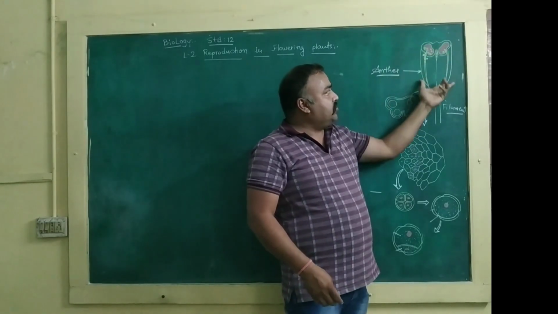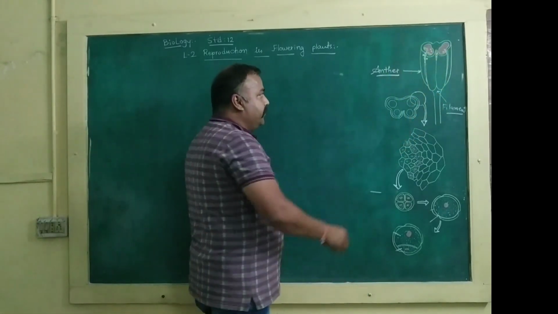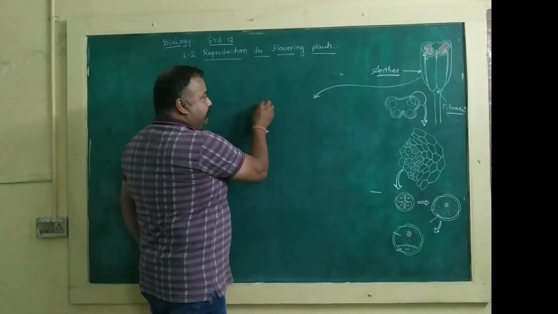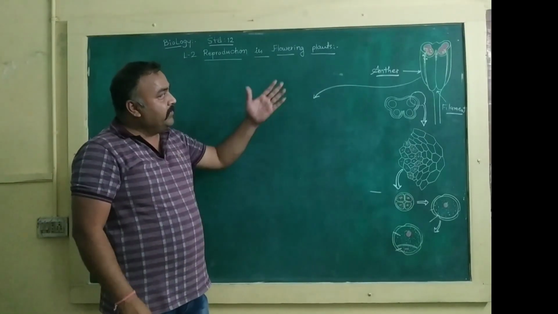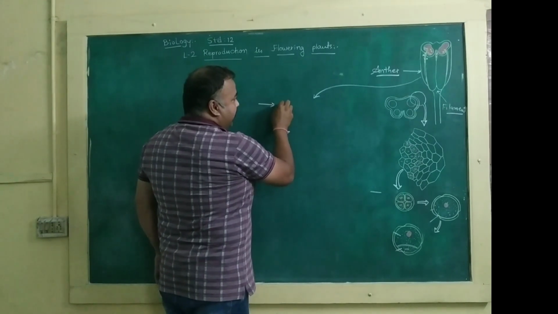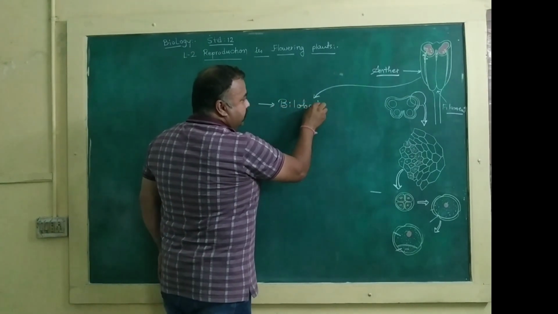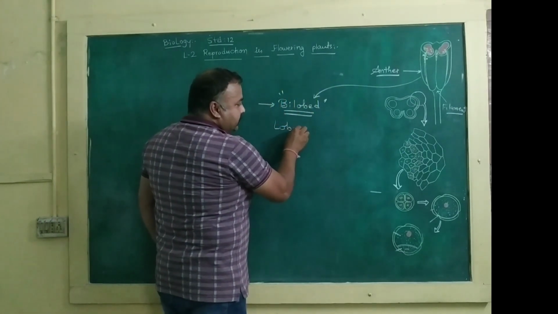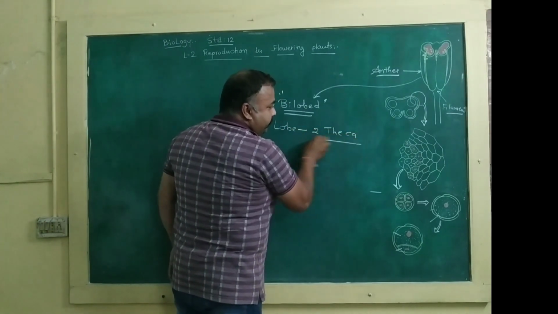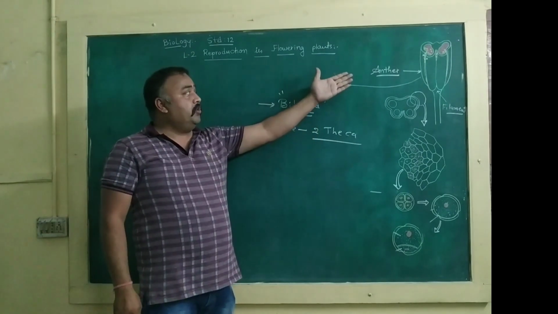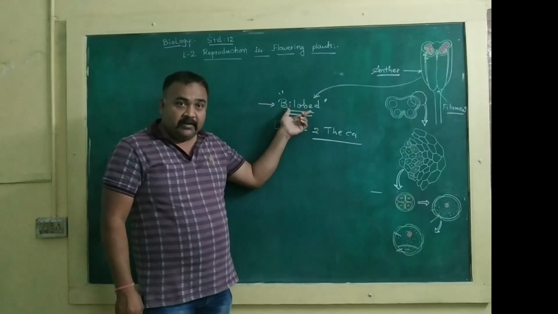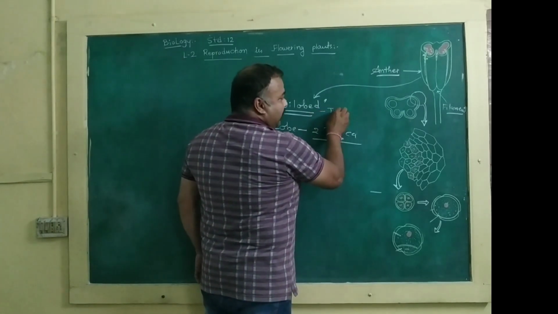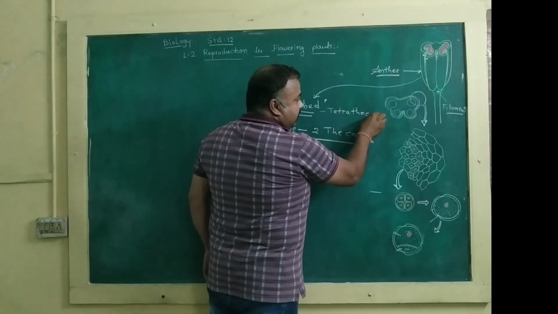Now when we see the structure of the anther, it is a sac-like structure. In most of the flowering plants, that is angiosperms, the anther is bilobed, and every lobe has two theca. So we can say the mature anther is bilobed in nature. Every lobe contains two theca. That means it is tetrathecous in nature.